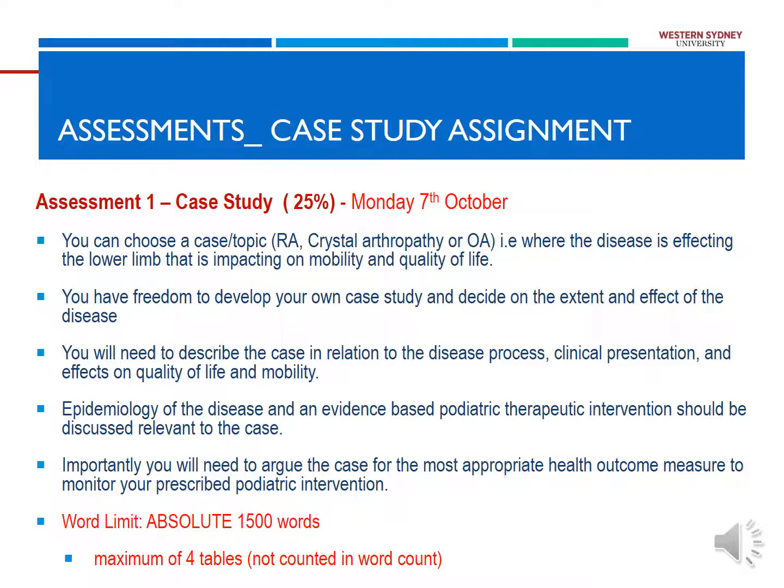Now, the word limit is 1,500 words. However, we do allow you 4 tables, and these are not counted in the word count, but these tables you could actually use to put your evidence in. So, for example, you could have one table that looks at the epidemiology of the condition. You could have one table that looks at different managements.